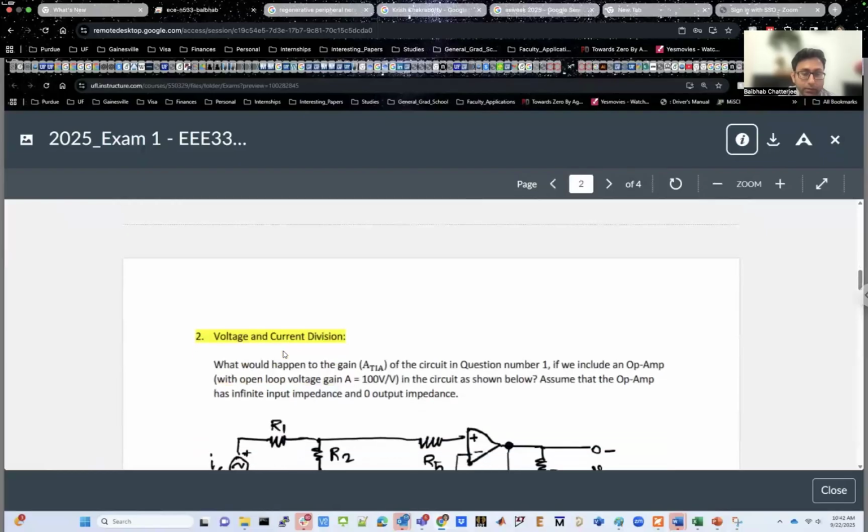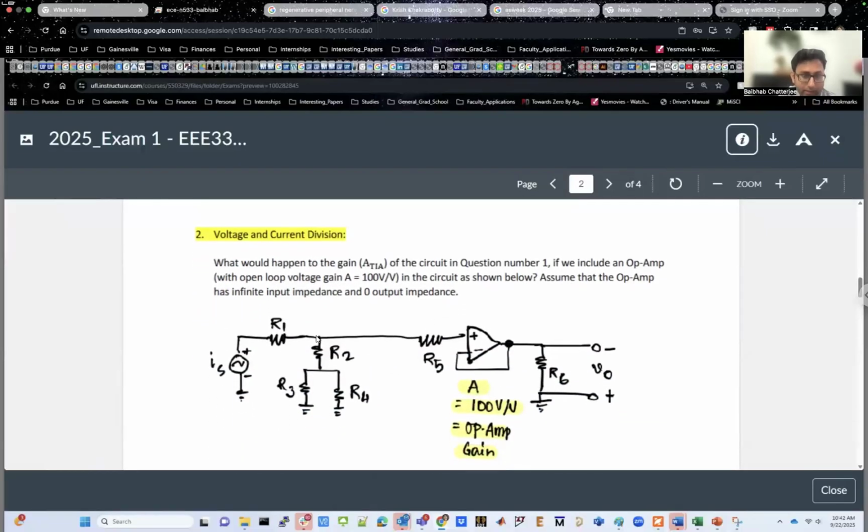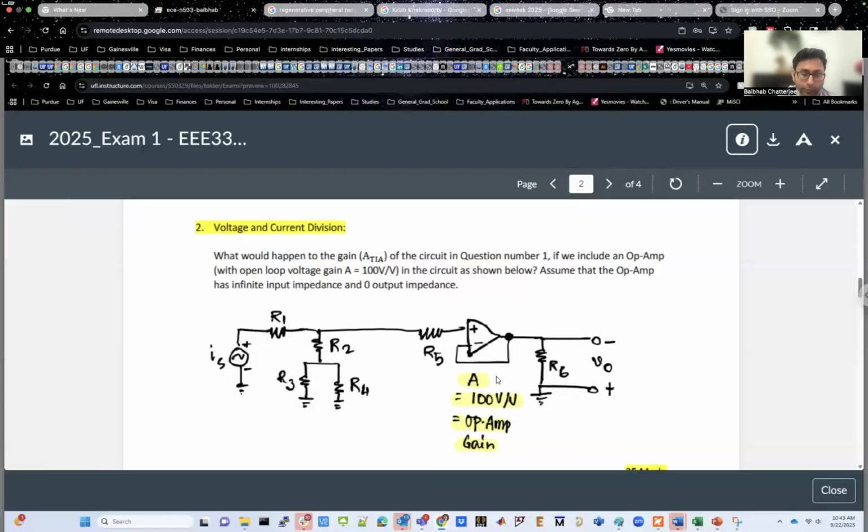The second question deals with a very similar circuit as your question number 1, but there is an op-amp based circuit connected within the components that you had in the previous circuit. That would change some of the considerations that you should have while you are solving this kind of problem. So please go through that and try to figure out what would be the effect of introducing this op-amp based circuitry for your question number 2.